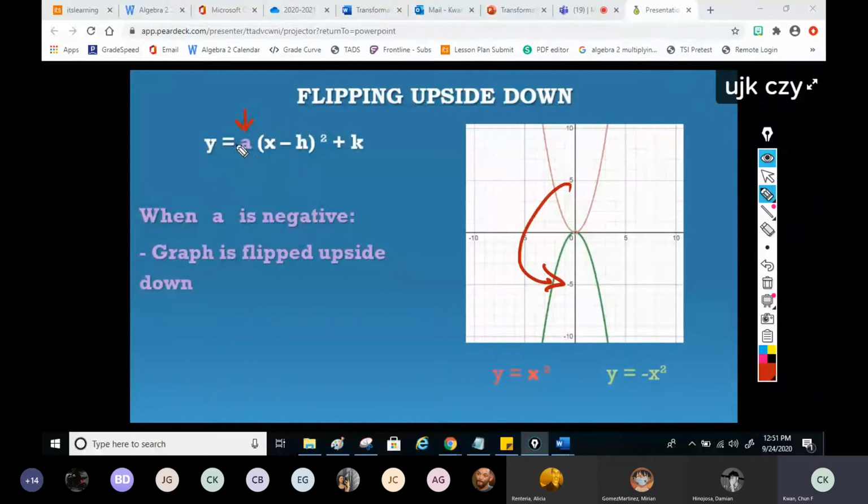So you're going to have to pay close attention to what A is. When A is negative, you are looking at a graph that looks like an N, I guess you can say, but it's an upside down letter U. So when you see a negative number in the front, the graph is going to flip upside down. I hope you guys are taking your notes because you are going to need this. So make sure you are writing these down.